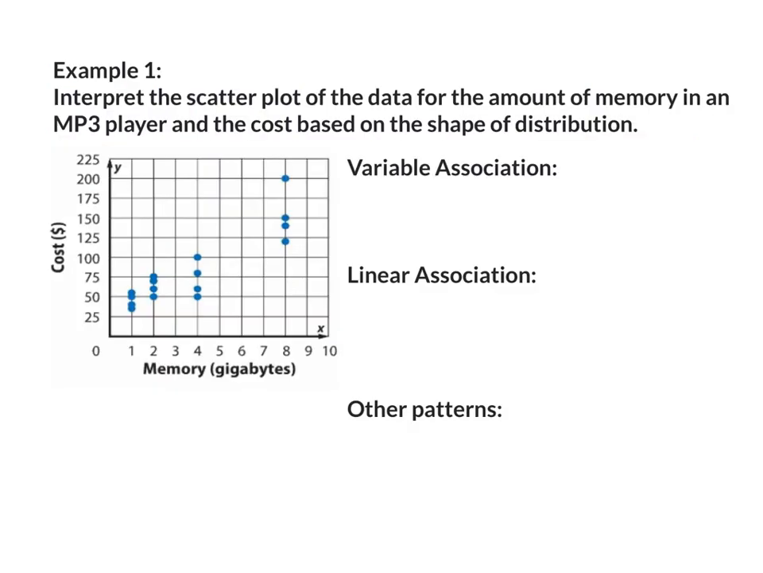Example number 1. Interpret the scatter plot of the data for the amount of memory in an MP3 player and the cost based on the shape of distribution. So if I look at the graph, I notice that as the amount of memory increases, the cost increases. Therefore, the scatter plot shows a positive association.